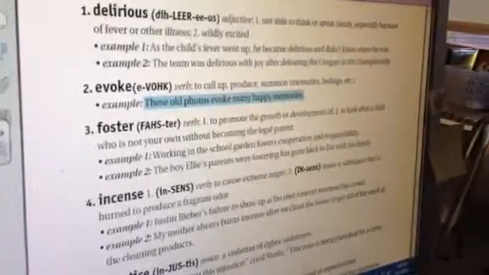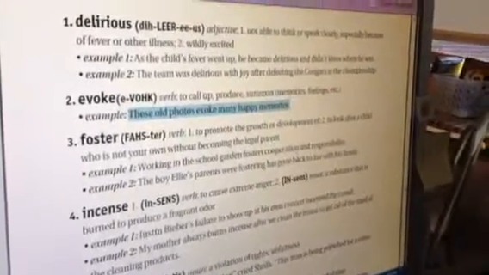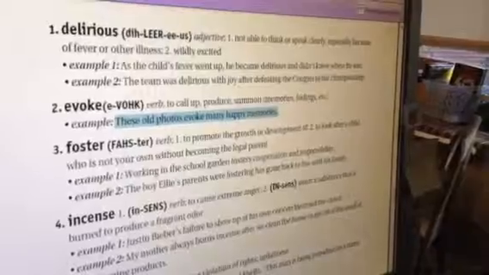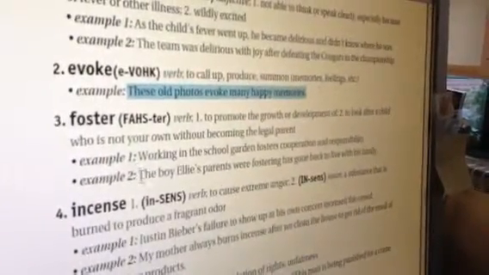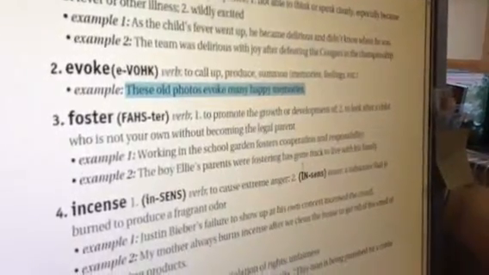The next word is foster. To promote the growth or development of, to look after a child who is not your own without becoming the legal parent. I'm sure you heard of foster parents before, or maybe you have a parent that is a foster parent, or maybe you want to be a foster parent someday. Example 1, working in the school garden fosters cooperation and responsibility. So that's promoting the growth or development. It's that part of the meaning.